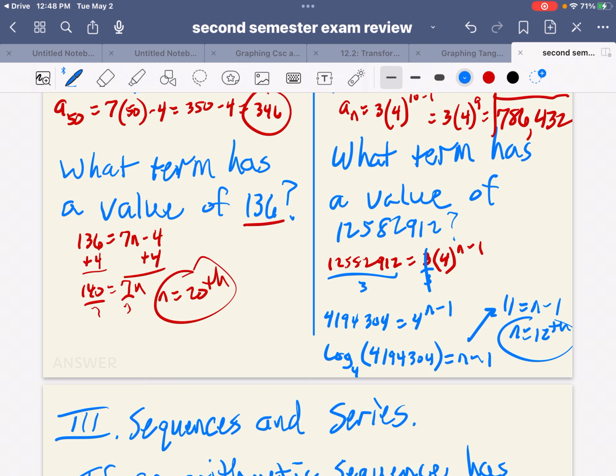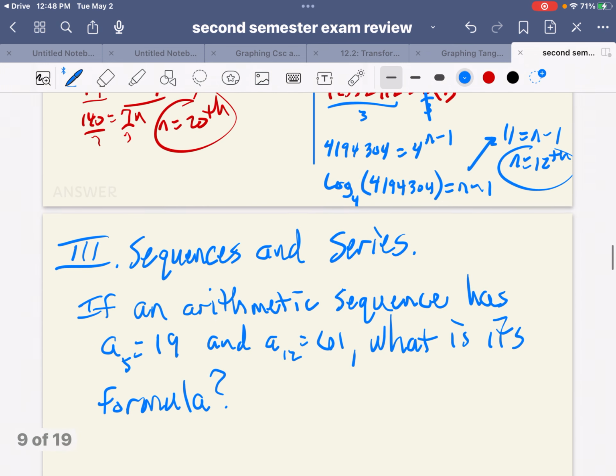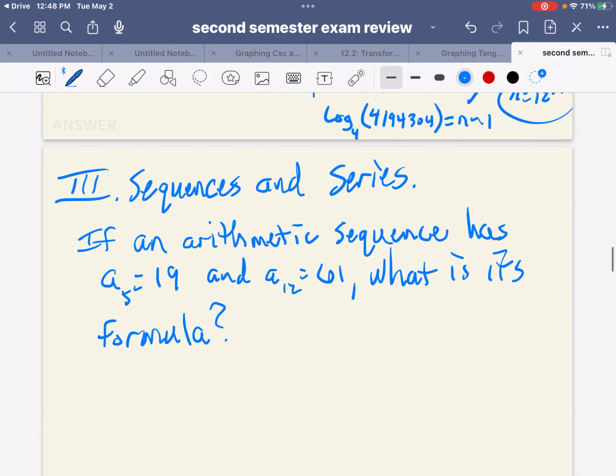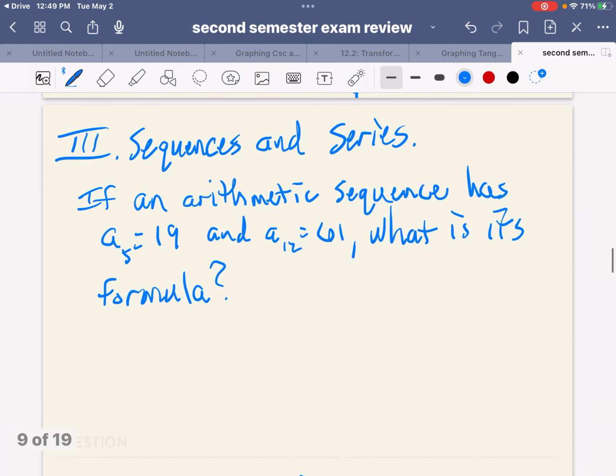Okay, that was a big review of most of this chapter on sequences and series, but let's keep going. We gave you these slightly more challenging problems where I would give you just 2 terms of a sequence and ask you to find its formula. So let's take a look at a couple of examples.